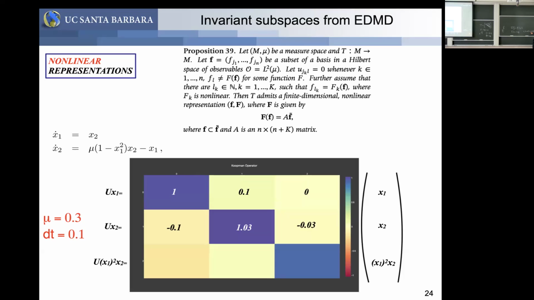So the coefficient in front of x1 should be 1. The coefficient in front of x2 in the first row should be 0.1 because my delta t is 0.1. 1, 0.1, 0. The nonlinearity doesn't matter in the first one. I started in 0.5, so maybe. In the second one, we have minus 0.1, 1.03, and minus 0.03.